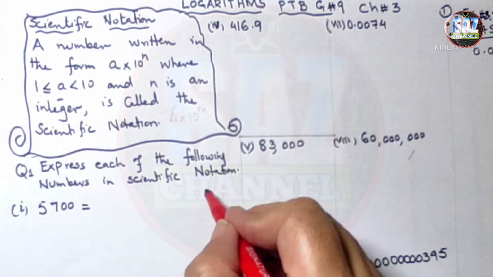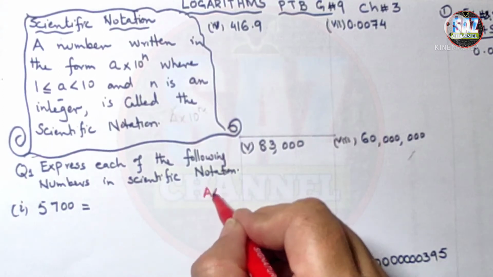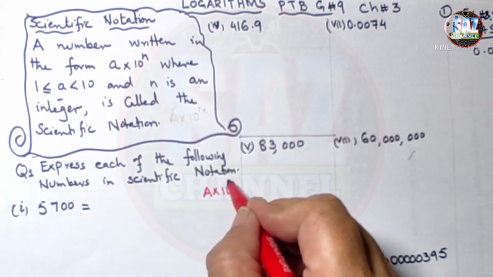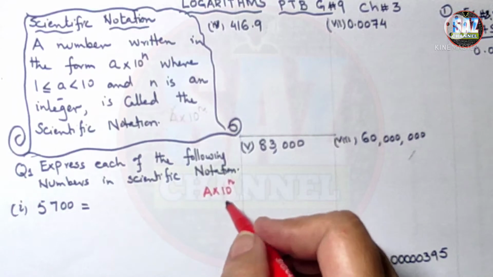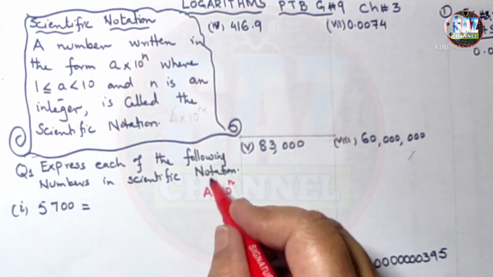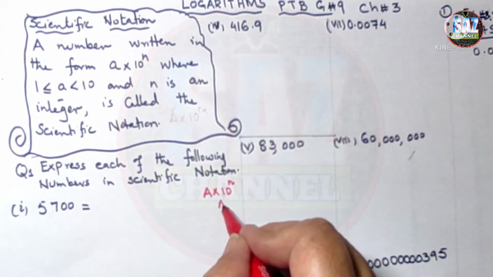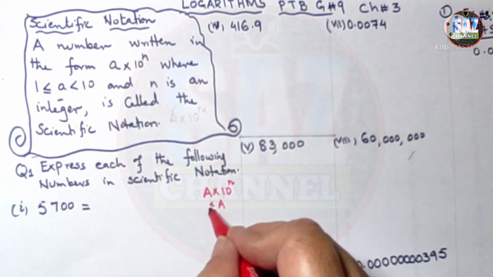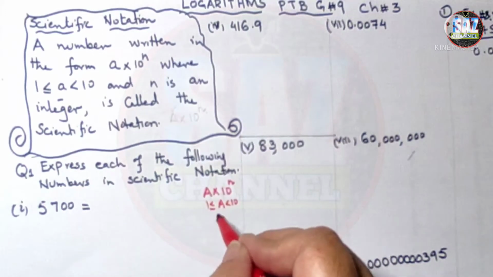Now look students, in order to write the given number in scientific notation, the number must be expressed as the product of two numbers. One is a and the other is a power of 10. The a part must be a number between 1 and 10 only.